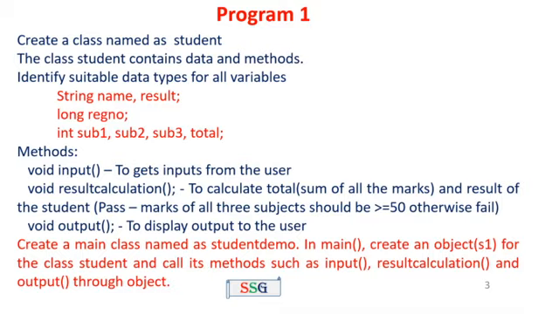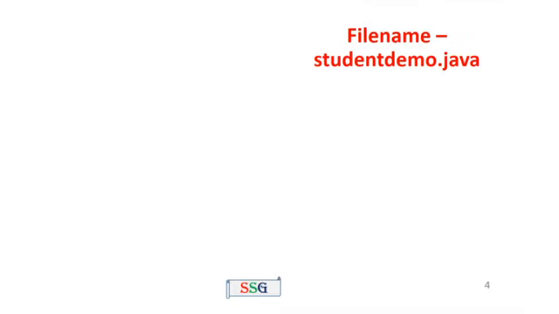Next, we will go to the program. First of all, in this program there are totally two classes. One is the student class, another one is the StudentDemo class. The main class is named StudentDemo. That means we have to save the file as StudentDemo.java. First statement in the program, import java.util.Scanner.